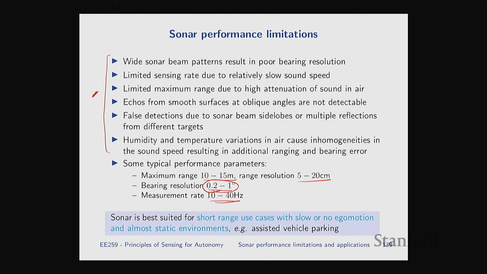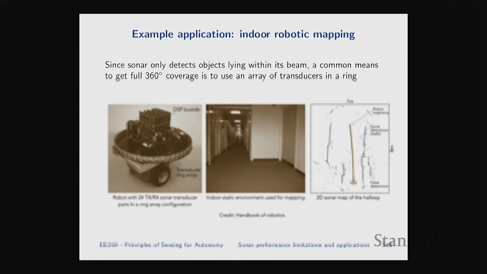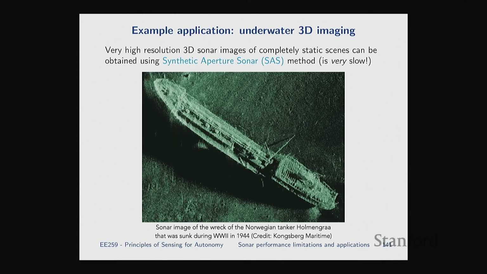And then with that, they can do extremely high resolution images like this one that you see. It looks like just a picture, but it's actually a 3D image. It has depth information. So it's a ship from World War II that was sunk, and it was a Norwegian tanker. And this is a sonar picture of it, extremely high resolution.